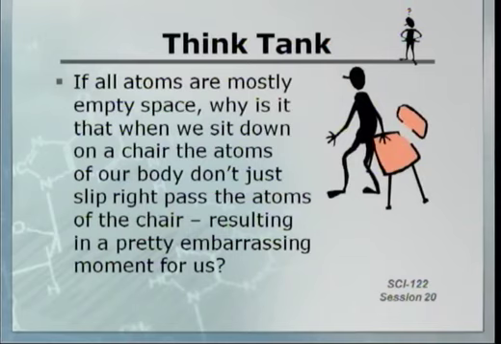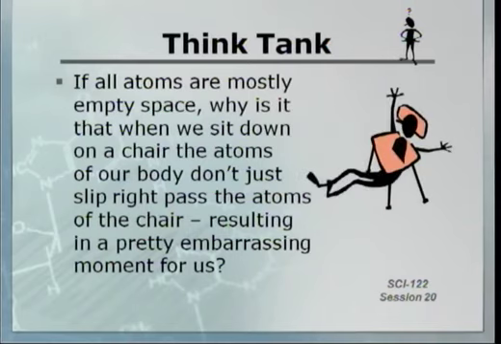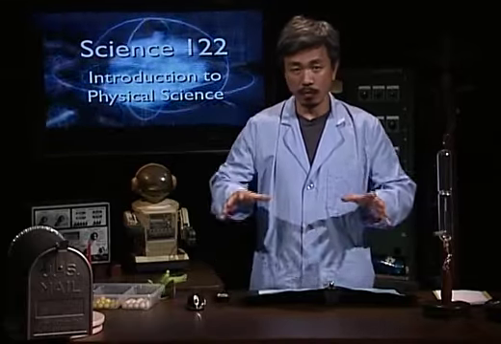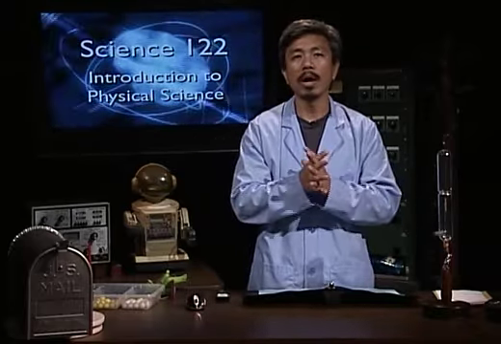If all atoms are mostly empty space, why is it that when we sit down on a chair, the atoms of our body don't just slip right through the atoms of the chair, resulting in a pretty embarrassing moment for us? So the question is, if we are mostly empty space, the chair that we're going to sit down on is mostly empty space, the floor that we're standing on is mostly empty space, the doors are mostly empty, how come we don't just pass through all these things? What makes objects feel solid?